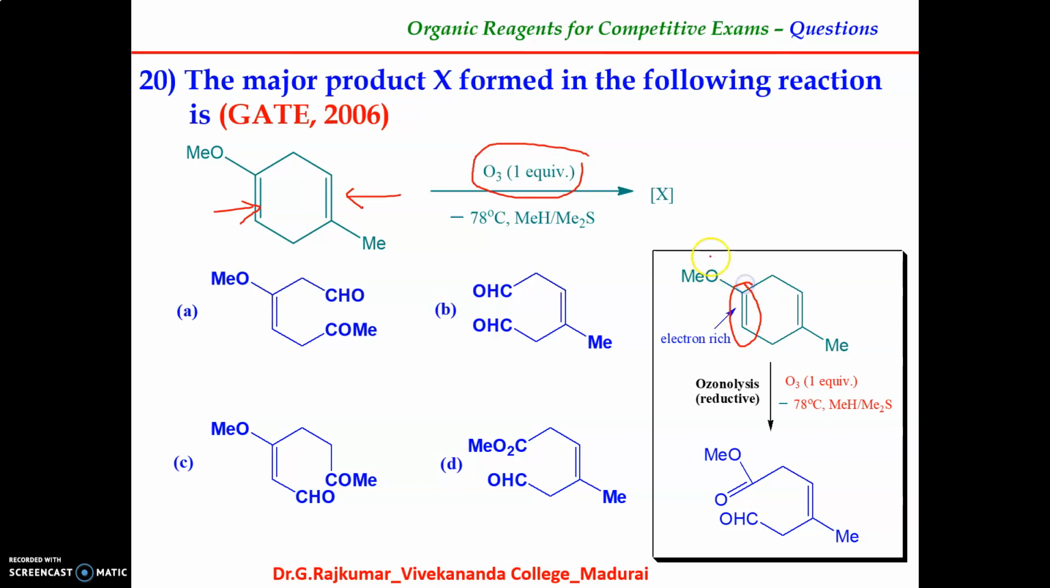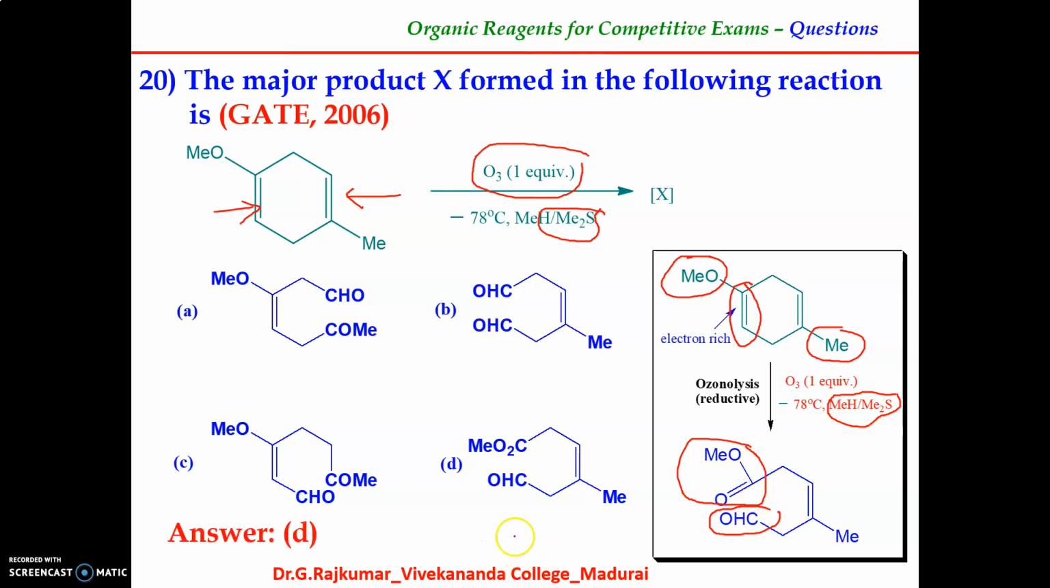So this is more electron rich due to the presence of methoxy groups. So methoxy groups are more electron donating in nature compared to these methyl groups. And in the second part you can see dimethyl sulfide, and this is used for reductive workup. You can get aldehyde as a product. Here there is an ester. Had it been hydrogen peroxide, you can get carboxylic acid as the product. Hence, the correct answer is option D. This is the correct answer.